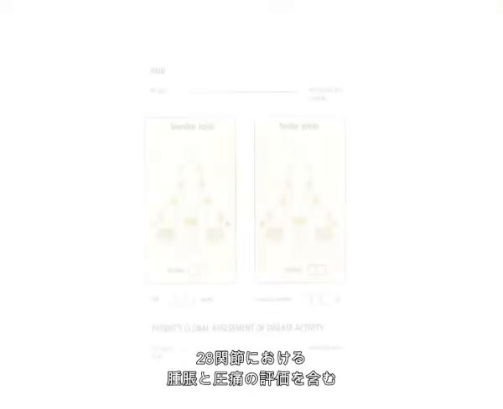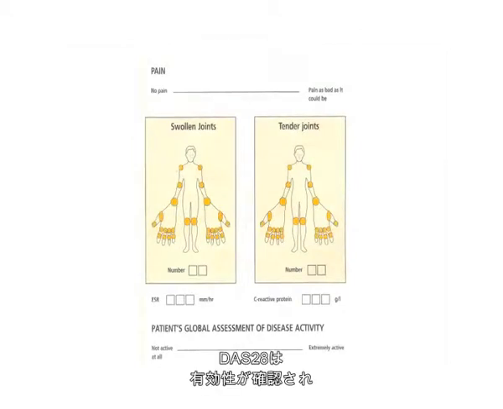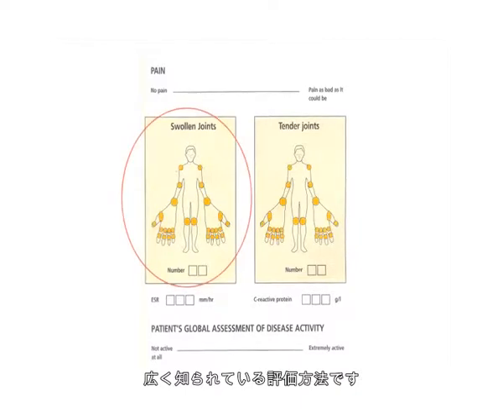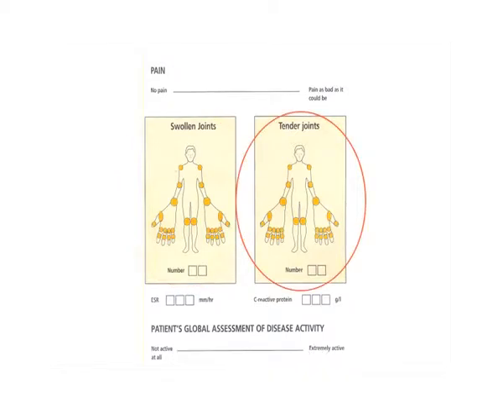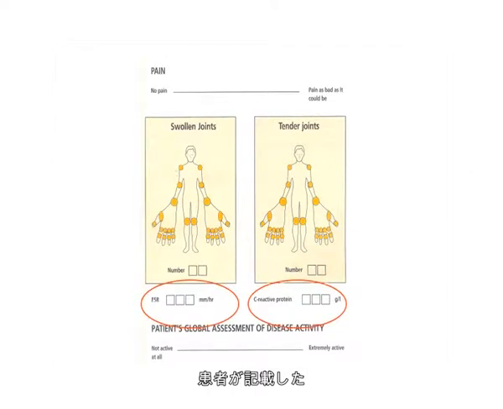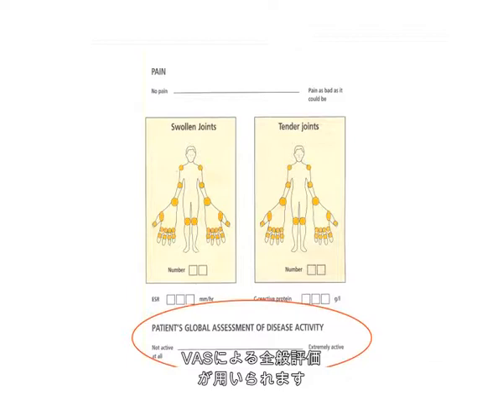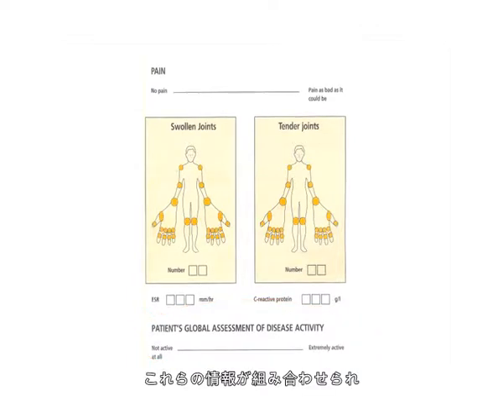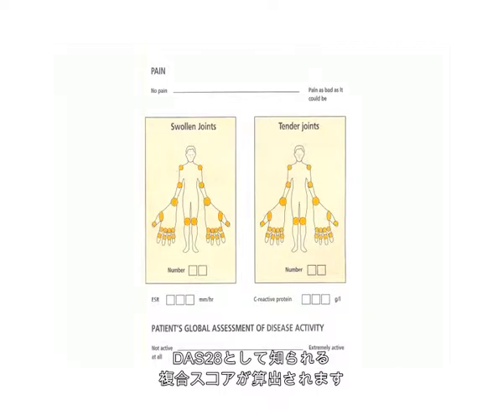A recognised validated method is that of the 28 Joint Disease Assessment Score, which includes an examination of 28 joints for swelling and tenderness. The swollen and tender joint counts are combined with inflammatory markers such as ESR or CRP and a patient-completed visual analogue scale of global health. This information is combined to provide a composite score known as the DAS28.